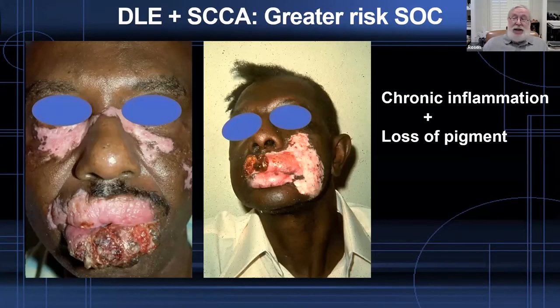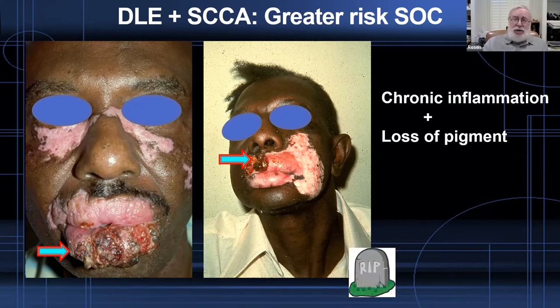You also, just as in hidradenitis, have to worry about the development of squamous cell carcinoma in discoid lupus in skin of color. Because why? It leads to hypochromia. So you have less pigment, more exposure to ultraviolet light, and chronic inflammation, which we know in anything that's chronically inflamed, like a stasis ulcer that's been around forever, you can grow a squamous cell carcinoma. So these are two Black individuals with discoid lupus erythematosus, who both in areas that had lost pigment grew squamous cell carcinoma. But I don't think it's limited to Black individuals. That one passed away.